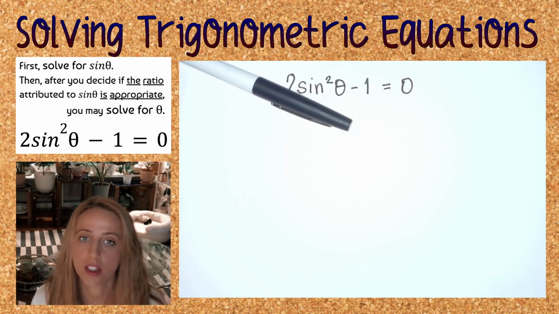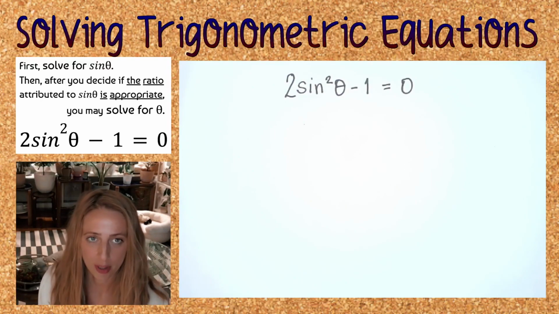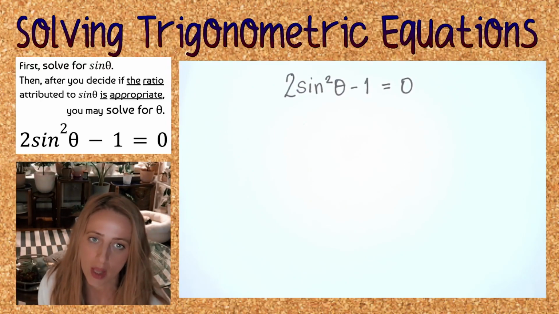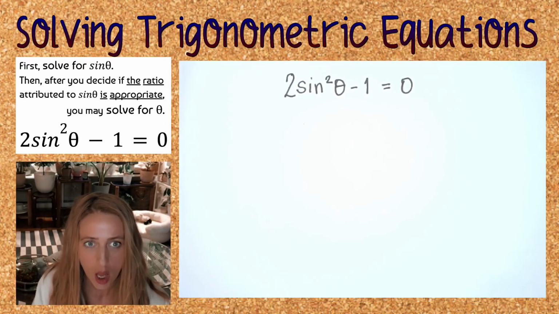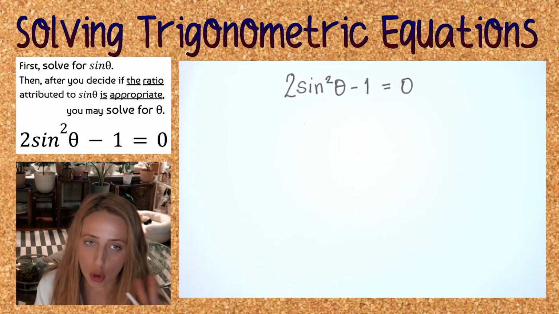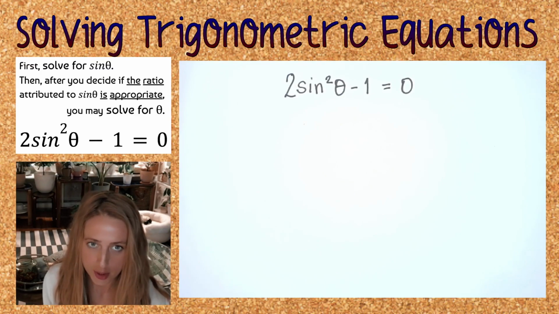Hey everybody, in this video, we are solving trig equations. This first one, we have 2 sine squared theta minus 1 equals 0, and I'm going to show you how to solve this in two ways. I'm going to try to keep this as short as possible.